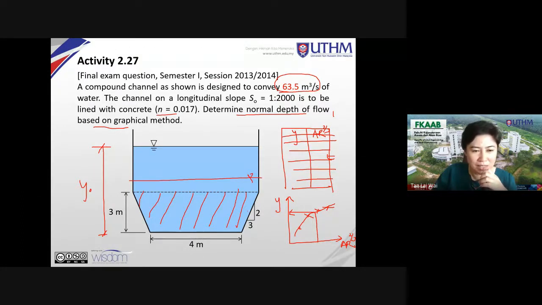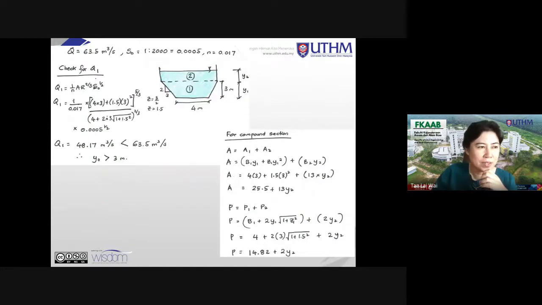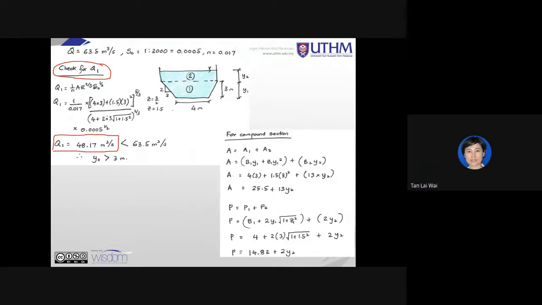So what I did is, I said I'll check for Q1 first, which is this section, the trapezoidal section. So when I check, my discharge for Q1 is 48.17, which is less than 63.5. Now I know that my y naught will exceed 3 meters. Maybe slightly, a bit.